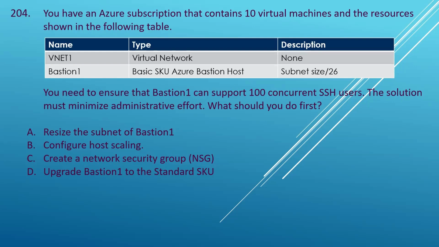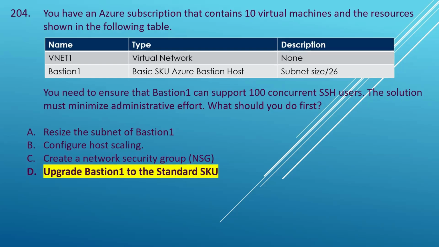You need to ensure that Bastion 1 can support 100 concurrent SSH users. The solution must minimize administrative effort. What should you do first? Your options are: resize the subnet of Bastion 1, configure host scaling, create a network security group, or upgrade Bastion 1 to the standard SKU. Friends, you need to make changes in the Bastion configuration so it can support up to 100 concurrent SSH users, and to achieve this you will have to upgrade it to standard SKU.